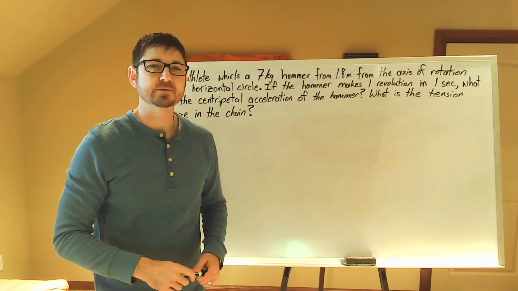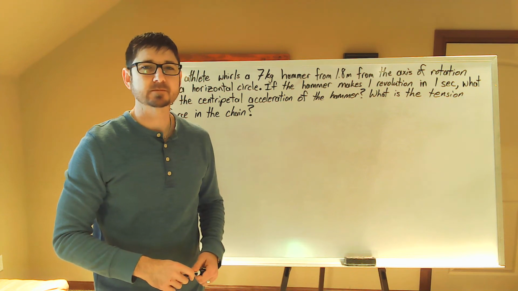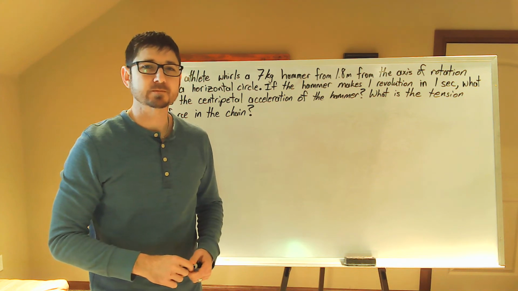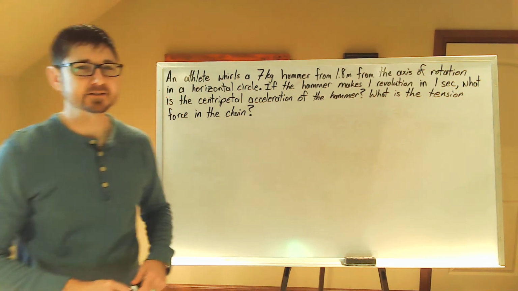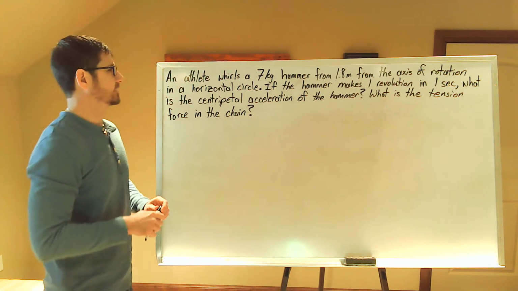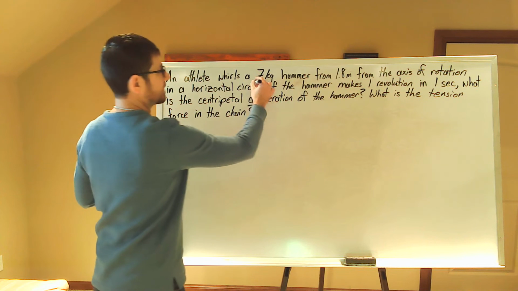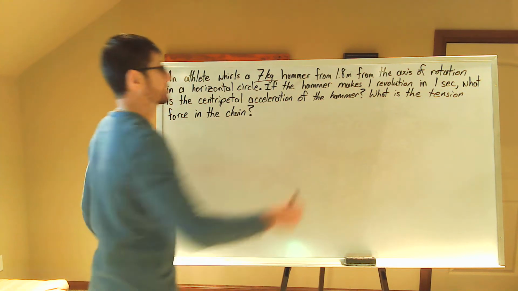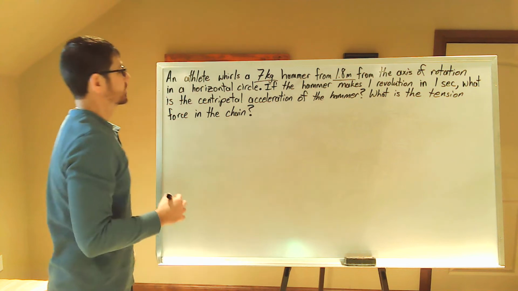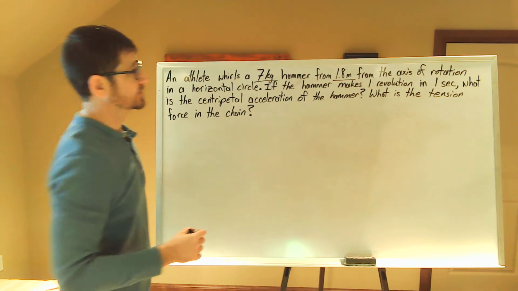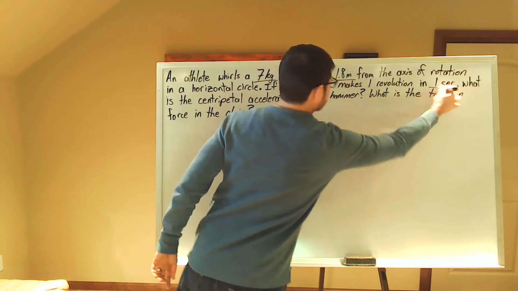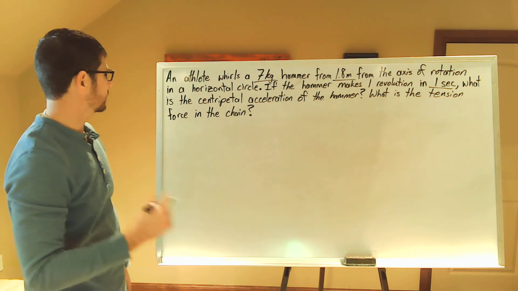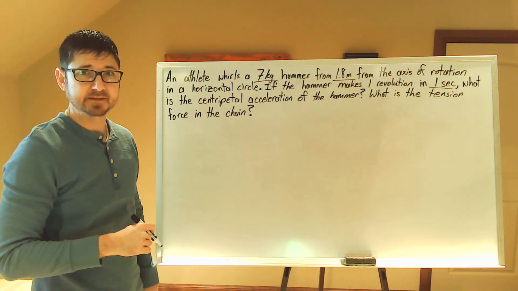Today I would like to complete one of the practice problems from chapter 6, and this problem goes over uniform circular motion. So let's go ahead and get started. An athlete whirls a 7-kilogram hammer 1.8 meters from the axis of rotation in a horizontal circle. If the hammer makes one revolution in 1 second, what is the centripetal acceleration of the hammer and what is the tension force in the chain?